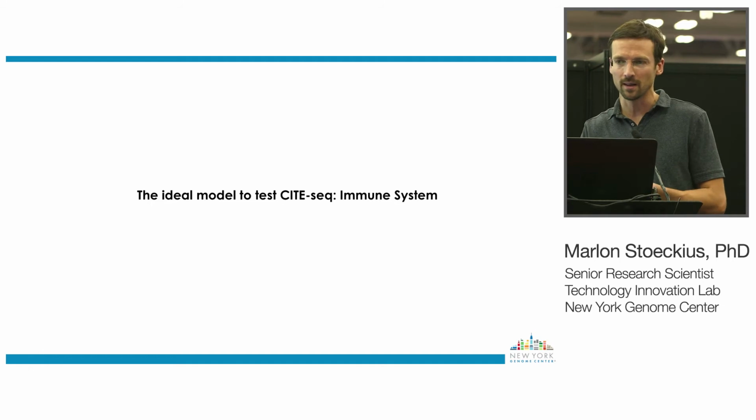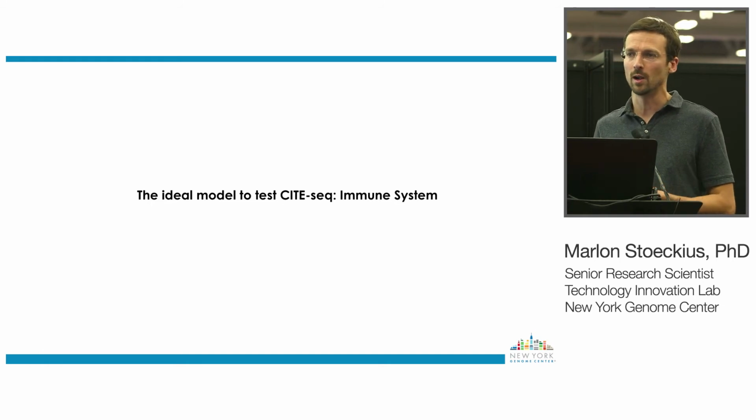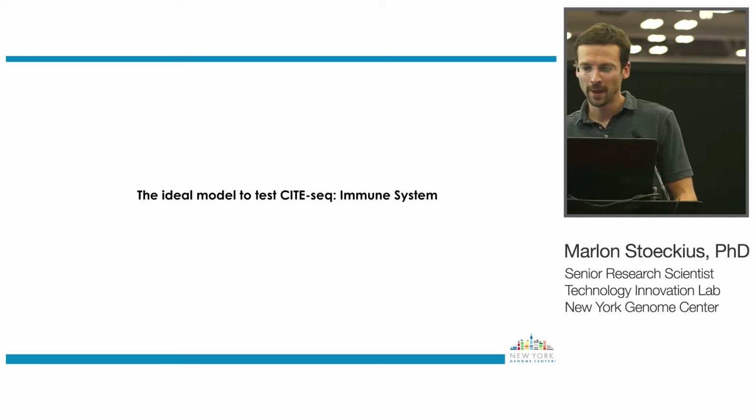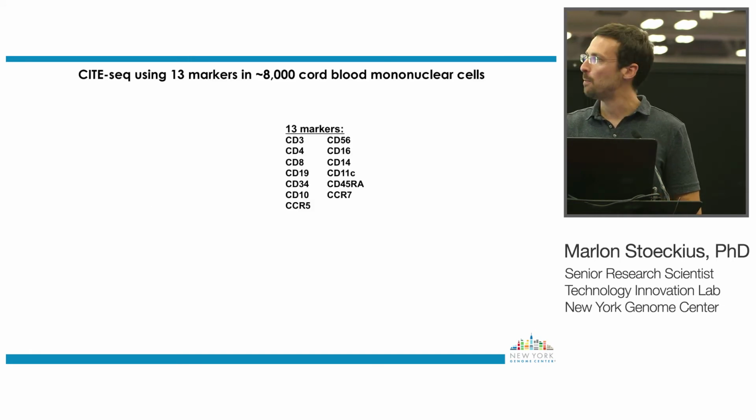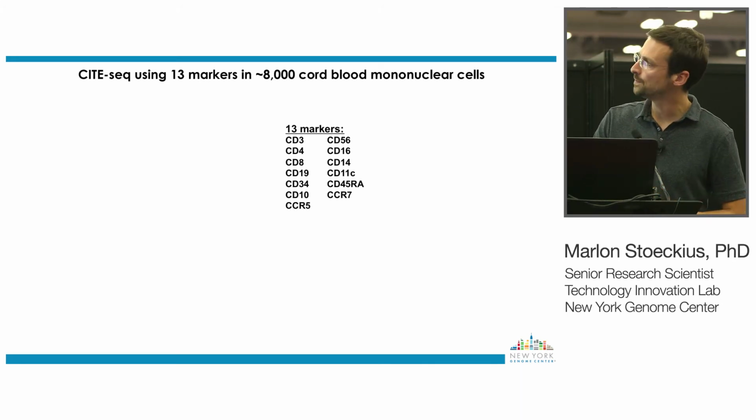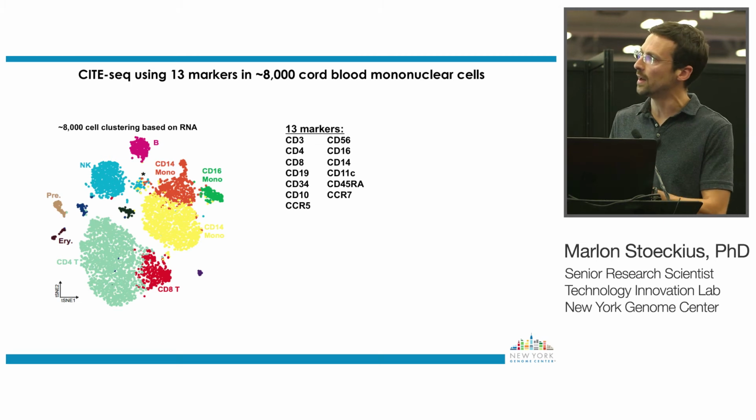And as I said in the beginning, the immune system has been characterized very well based on flow cytometry markers and also based on the transcriptome. So we basically made a panel of 13 antibodies and looked at cord blood mononuclear cells in a sample. And the first thing that we then do again is we basically cluster those cells based on the gene expression profiles. So every dot here is a cell.